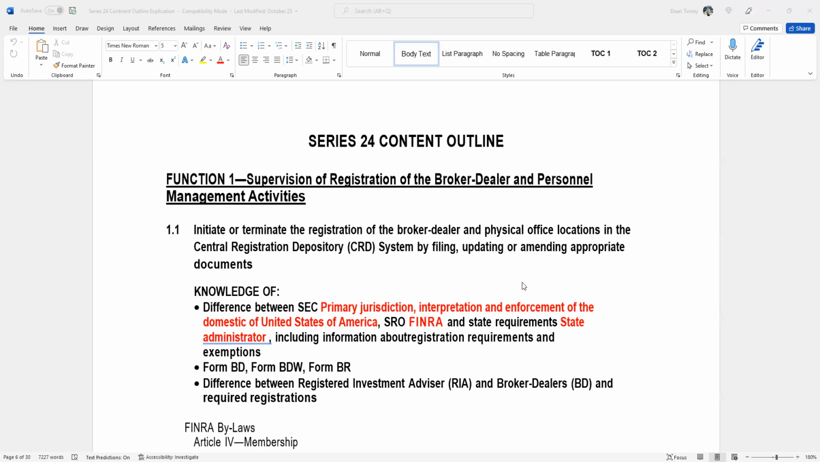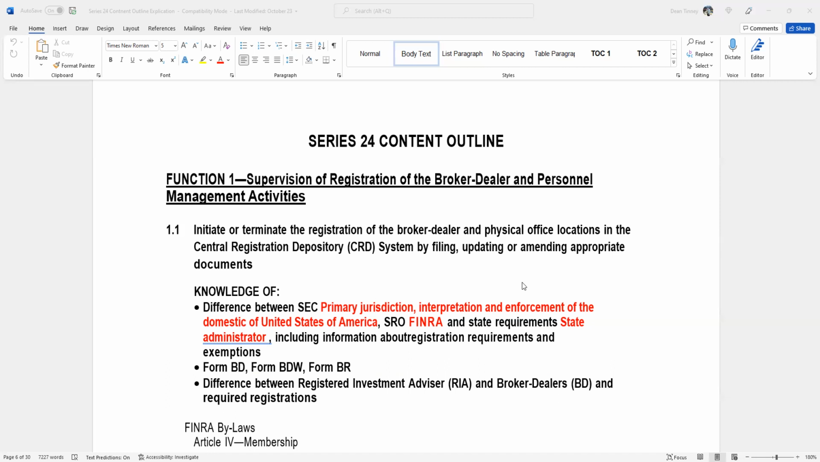In 1.1, the critical function here is how do we initiate membership into FINRA? How do we terminate registration of the broker-dealer? And talk about physical office locations in the CRD system. How do we tell FINRA who our branches are and what they're up to?